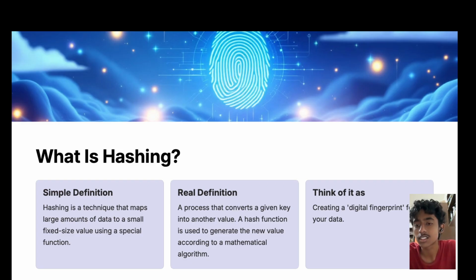Why do we need this? Without hashing, searching for data in a large collection would require checking each and every element, which takes linear time, or O(n) time. With hashing, we can find data almost instantly in constant time, or O(1) time.